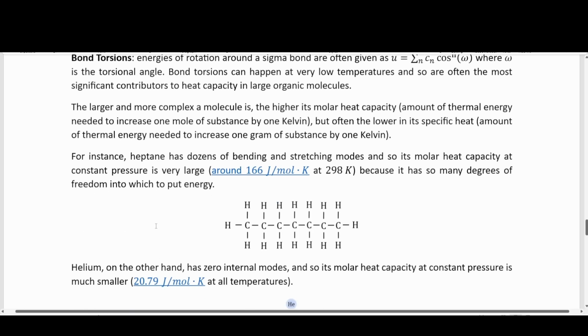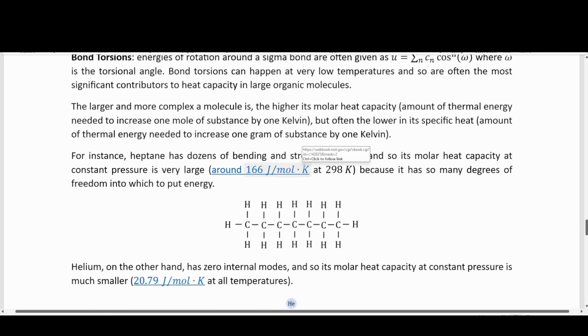For instance, heptane has dozens of bending and stretching modes. We can see the molecule here, and we can have bends and stretches going on at each one of these bonds. And so its molar heat capacity at constant pressure is quite large, around 166 joules per mole Kelvin at 298 Kelvin. That's because it has a lot of degrees of freedom into which to put energy.